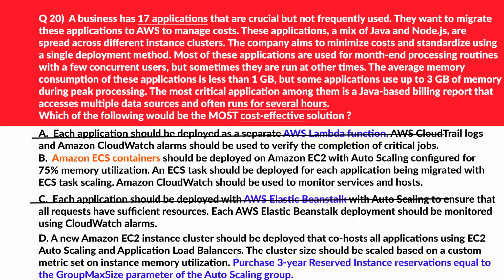Let's move to option D. Option D, if we read the main point, says purchase 3-year reserved instance reservations equal to the group max size parameter of the auto-scaling group. Purchasing reserved instances as per the group max size parameter of the auto-scaling group is again a costly option. As per the question, we need a cost-effective solution. Therefore, incorrect choice, and we'll lock option B as the correct answer.